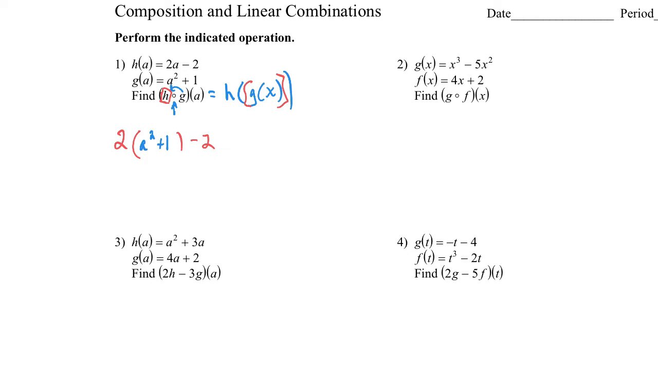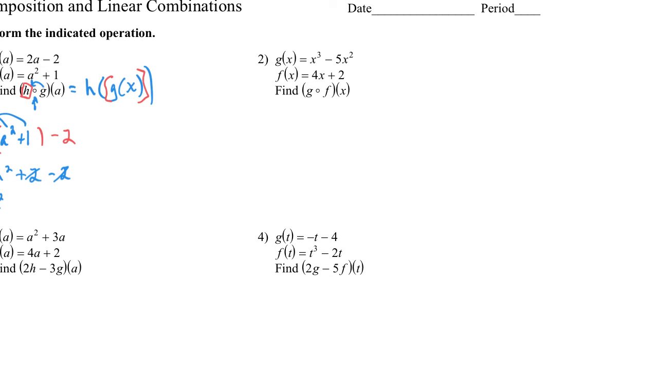And then I simply simplify, combine like terms, multiply, whatever you need to do, whatever you can do, do it. So this 2 is going to get distributed. I have 2a squared plus 2, and then drop that minus 2, and you can pretty quickly see that the 2 minus 2 will cancel out, and all that's left is 2a squared. So then I write h of g of x, or a in this case, equals 2a squared. So that's all there is to it. You plug the second one into the first one.